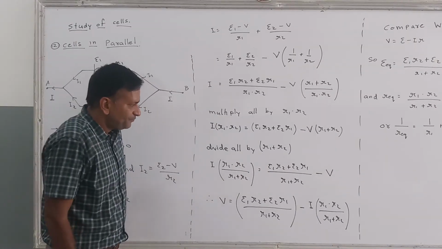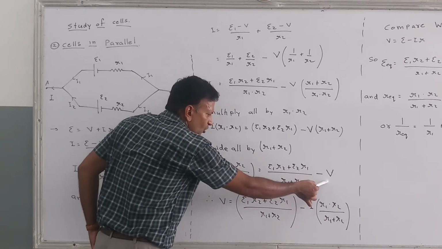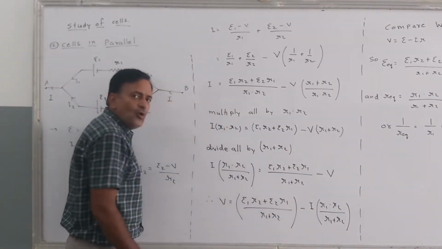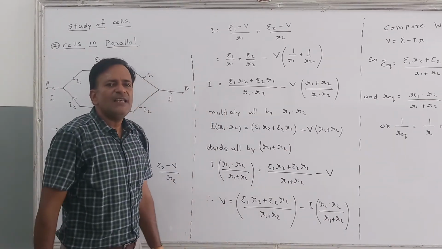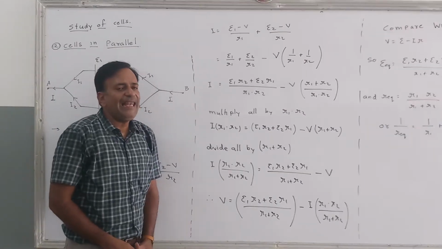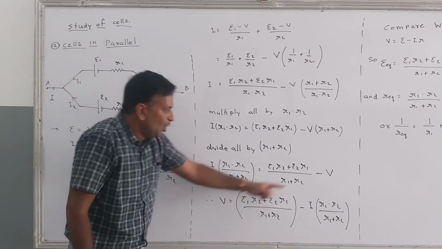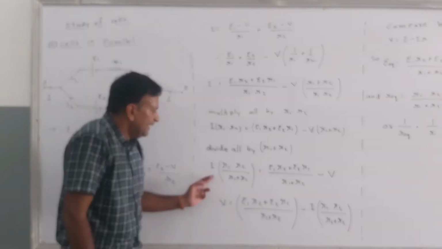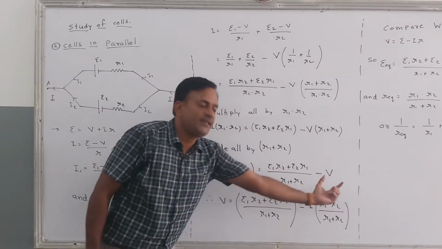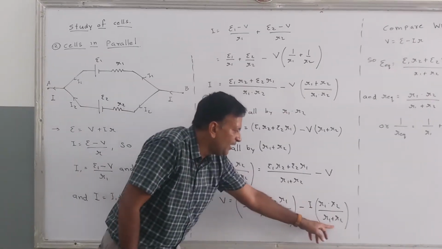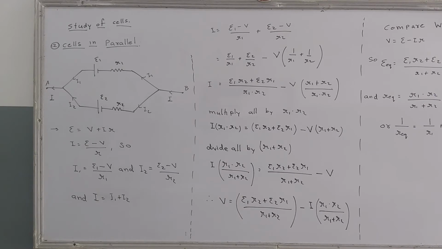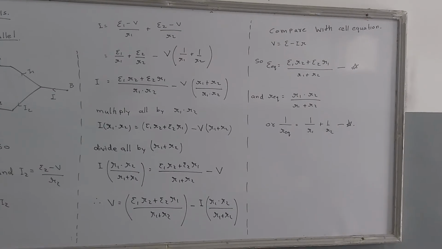Okay? Now V is transposed to this side, I is transposed to the other side. Why is this transposition done? Because I will finally compare it with the cell equation. So V comes to this side, this remains as it is. This term transposed to this side becomes negative, minus R1 dot R2 over R1 plus R2. Okay? Now it's time to compare this derivation with the cell equation.